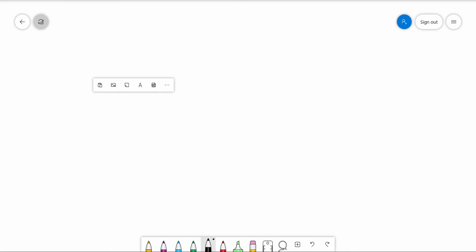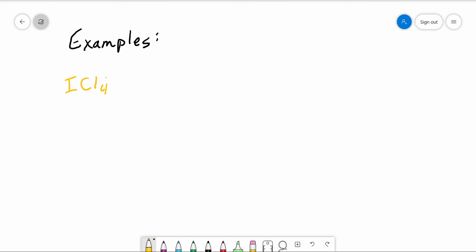Alright, in this video we're just going to work out a few examples. So, best thing for you guys to do, pause the video when I give you the structure or the formula. ICl4 minus. I want you to get the molecular shape and the bond angle for that. So pause the video and work that out. Okay, of course you've paused the video, so let's go ahead and do it together.